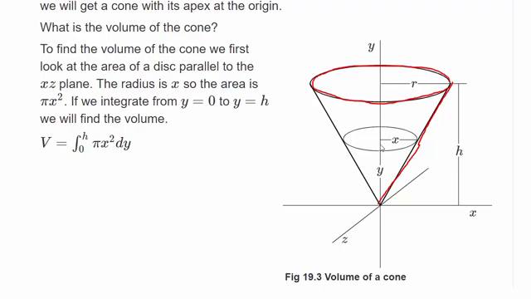The area of this disk is pi x squared, so we're going to integrate from y equals 0 to y equals h of pi x squared dy. So our equation is the integral of pi x squared from y equals 0 up to y equals h. Now the problem is the equation is in terms of x and we're integrating with respect to y, so we need to find an equation that links x and y.